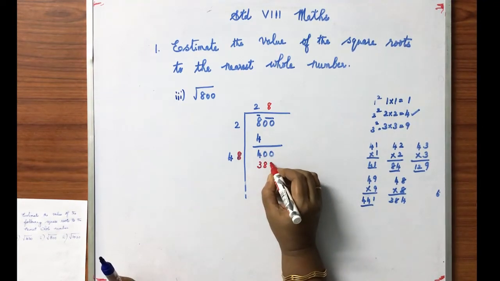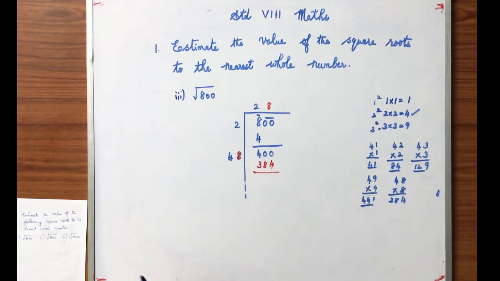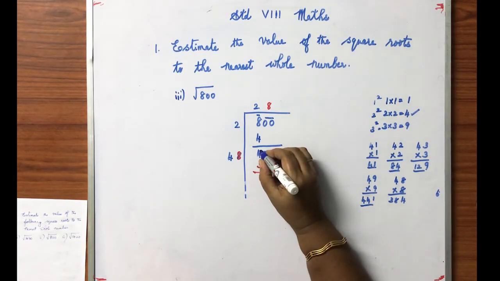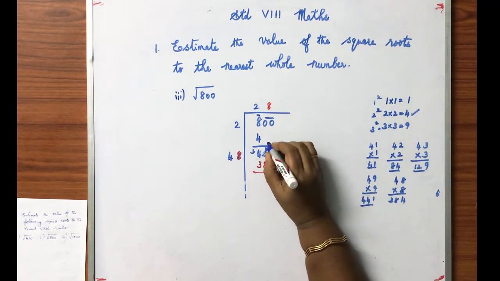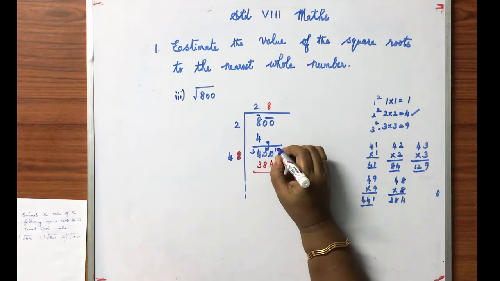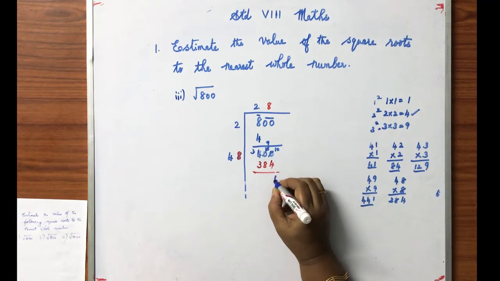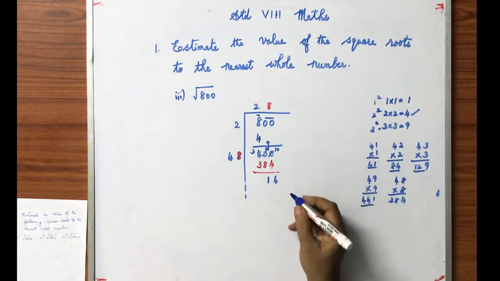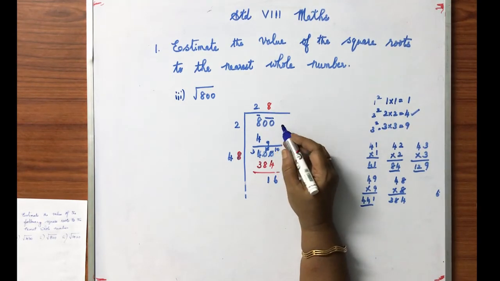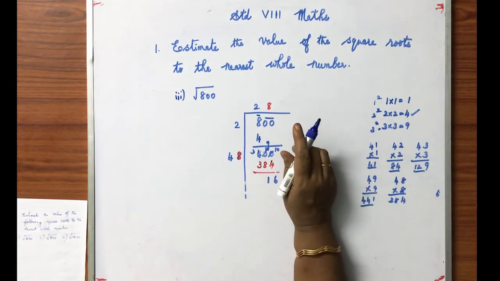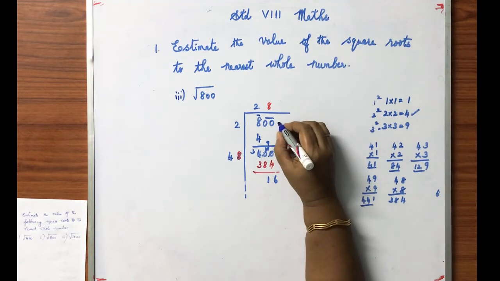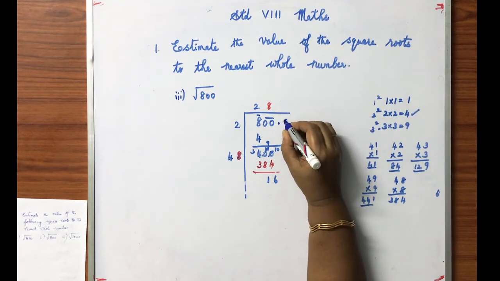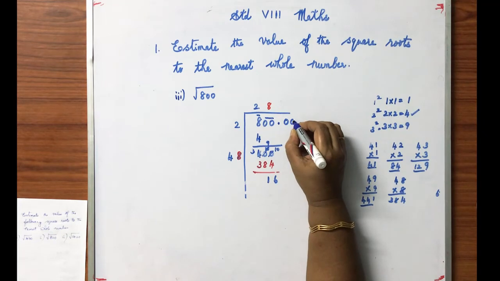Now we should subtract. Here this becomes 3 and here this is 10. Now this becomes 9 and this becomes 10. 10 minus 4 is 6. 9 minus 8 is 1. Now we are going to estimate. So we have to find out one decimal place. For that we have to keep the decimal point. And we have to put 2 zeros and make into pair.